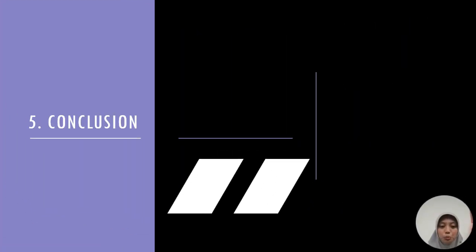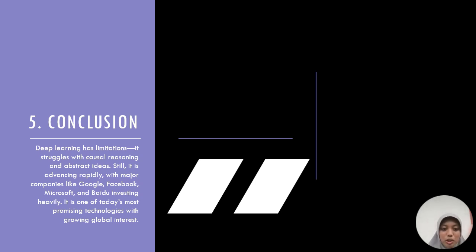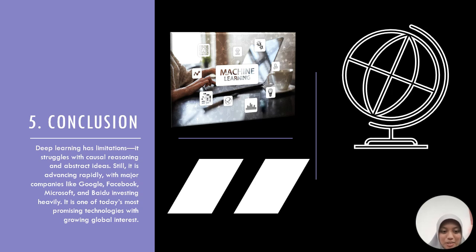The article's last part is the conclusion. Deep learning has limitations. It struggles with causal reasoning and abstract ideas. Still, it is advancing rapidly with major companies like Google, Facebook, Microsoft, and Baidu investing heavily. It is one of today's most promising technologies with growing global interest.